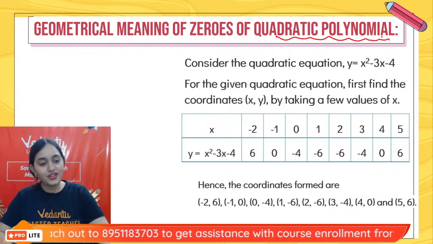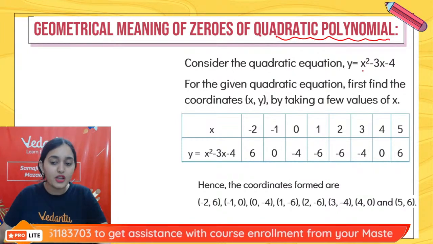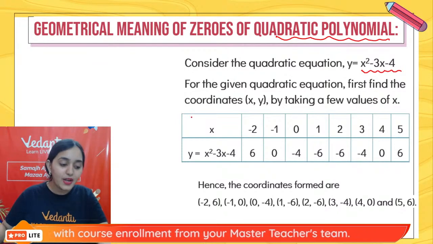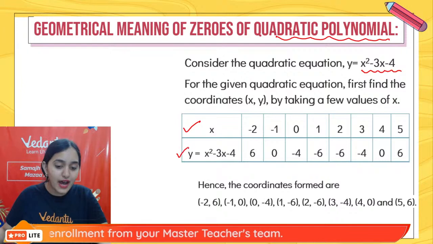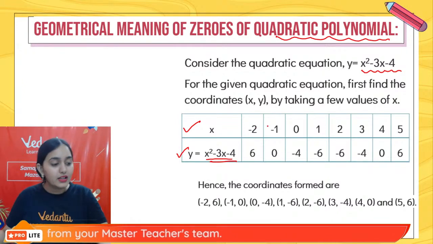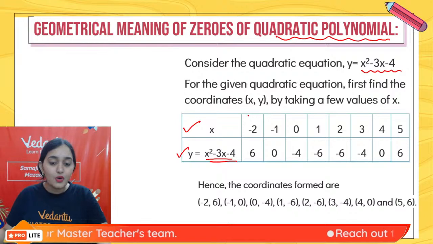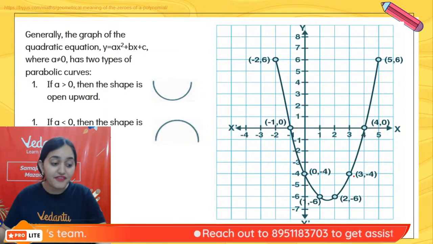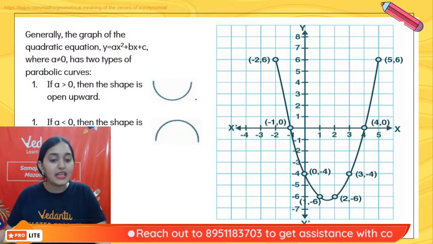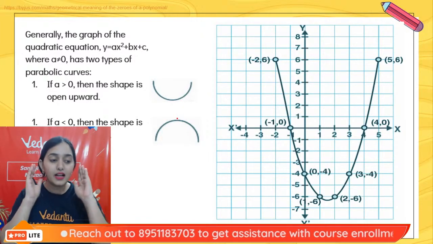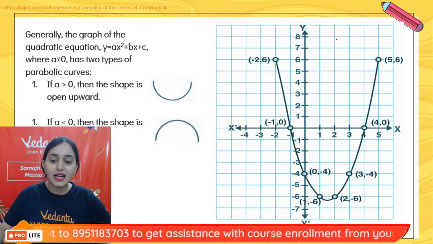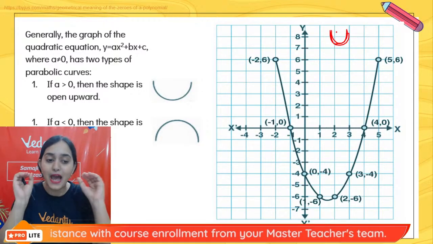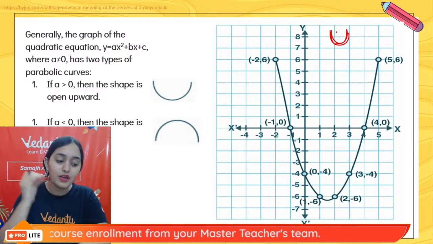Parabola. Very good. Suppose I have a quadratic polynomial x square minus 3x minus 4. And we know the value of x and y according to the quadratic polynomial. We will get the coordinates of the point and we will plot the graph. Once we plot the graph, we have got a curve looking something like a U shape. Now this U shape graph is called a parabola. And how does the parabola look?